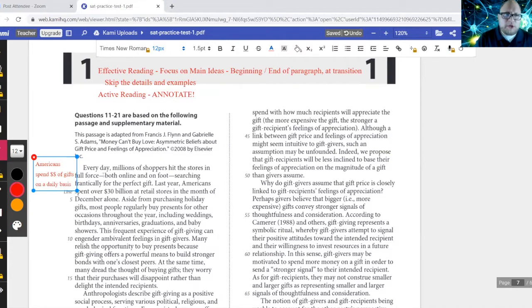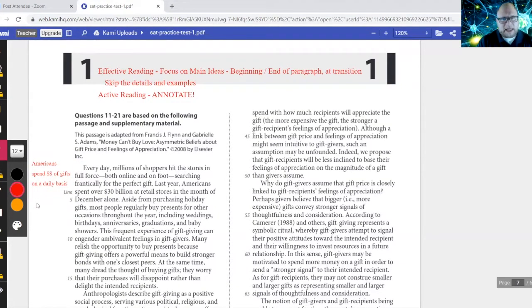Now, the way that these passages are structured is that typically you'll have a main idea and then you'll have the details. And these details can be in the form of examples, okay? Or they could be in the form of a list or anything that's going to be supporting what that main idea is. And you're going to want to just accelerate through those until you get to the next main idea. So let's look at the next sentence. Last year, Americans spent $30 billion at retail stores in the month of December alone.